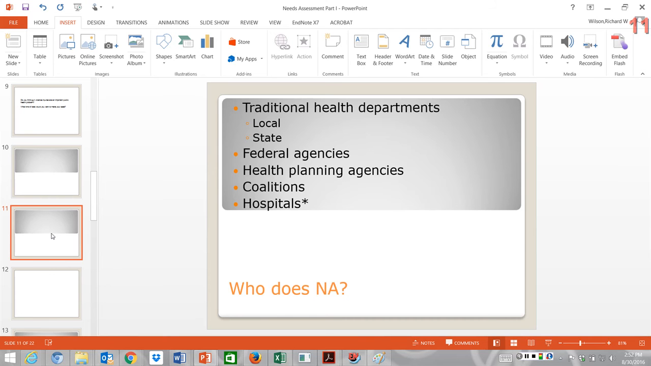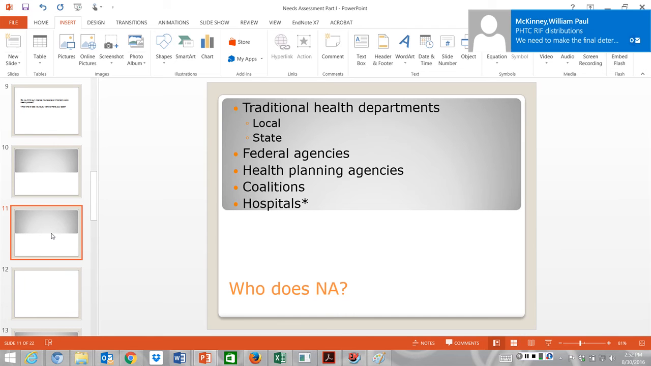Who usually does needs assessment? I would say most commonly it is done by a traditional public health department at the local or state level. Sometimes federal agencies will do needs assessment. Some of you are familiar with the Healthy People Project, and there is a sense in which that is a needs assessment project, at least in part. So that would be an example of a federal needs assessment. Sometimes in communities there are health planning agencies. I think a lot of those have gone away, but there was a time when we had a network of health planning agencies all over the country, and they frequently did needs assessments.